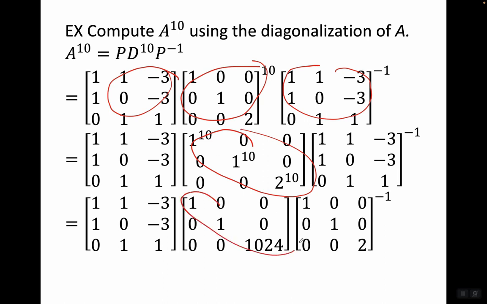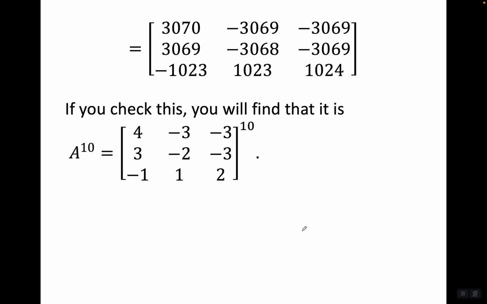So that turns out to be 1, 1, 1024. That's what D to the 10th turns out to be. Multiply that by P, and then P inverse on the right, and this is what we end up with. And if you check this, you will find that this hairy matrix above is indeed A to the 10th.